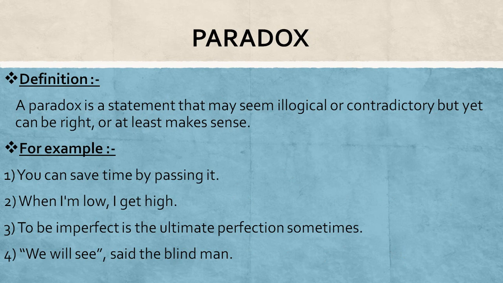10th one is paradox. Definition: a paradox is a statement that may seem illogical or contradictory, but yet can be right, or at least makes sense. For example, 1. You can save time by passing it. 2. When I'm low, I get high. 3. To be imperfect is the ultimate perfection sometimes. 4. We will see, said the blind man.